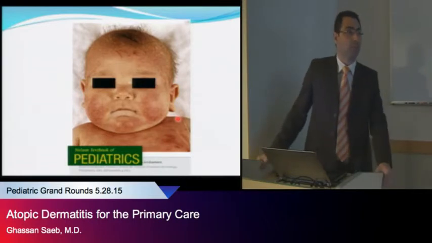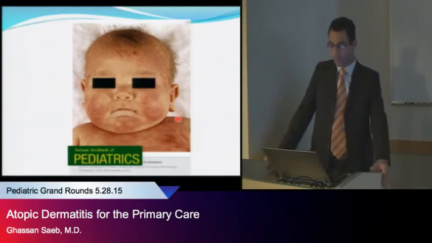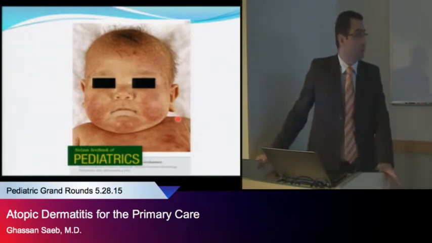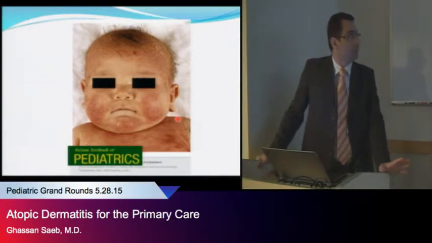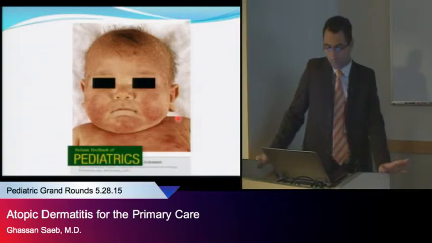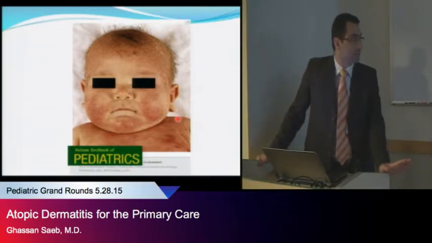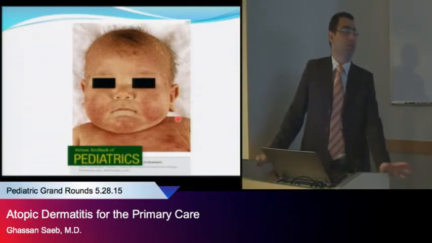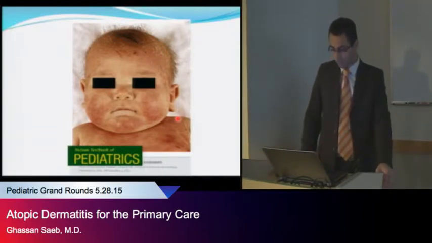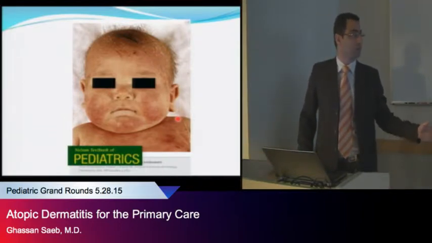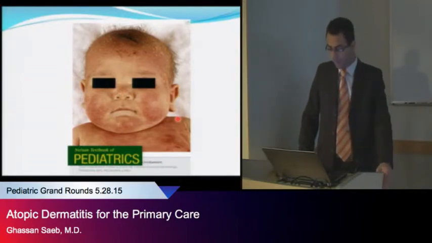I didn't have a baseline picture for her, but this is a Nielsen picture. It looked very similar to this: the scaly rash on her head. She did not look as erythematous or red as this one because her skin color is a little bit darker, but her skin was pretty much like this, except the diaper area.